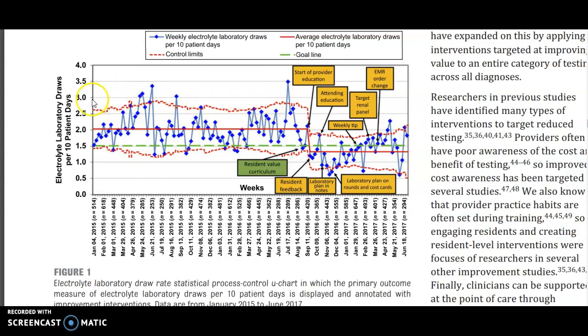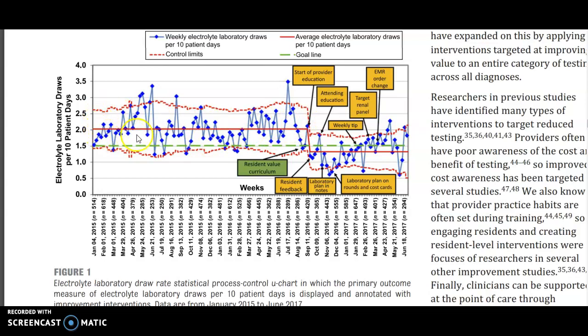So they set up a really nice, healthy baseline. It looks like they have about 18 months worth of data here, where they weren't doing any specific interventions. They were just seeing how many of these electrolyte draws they were doing, and they measured it per 10 patient days. That way it doesn't vary just based on the number of patients. If they just did the number of draws per week, that could vary pretty severely based on the number of patients that they had. So this is a way of kind of doing a percentage or a rate, so that it accounts for that population change.